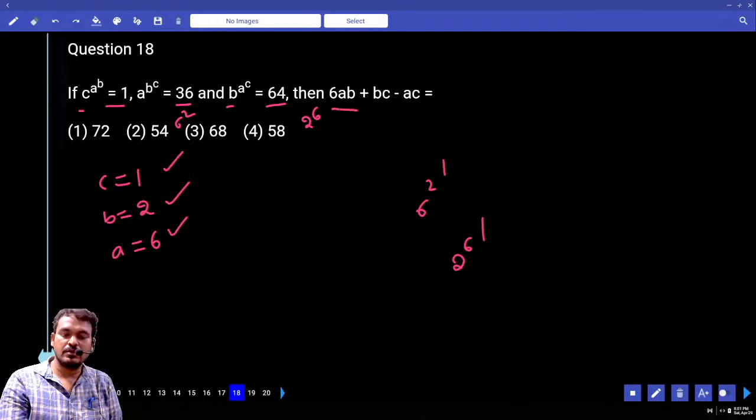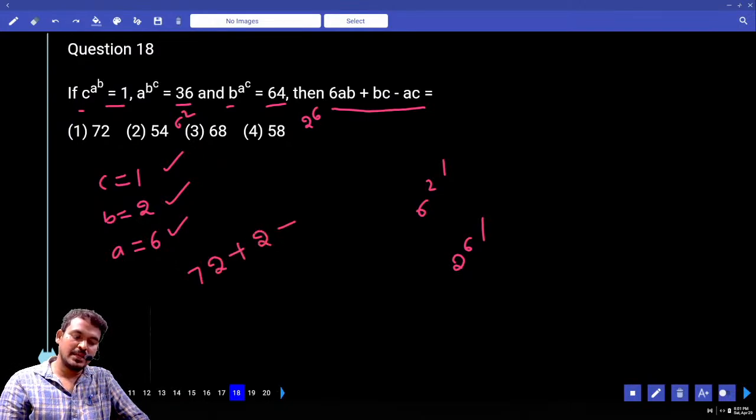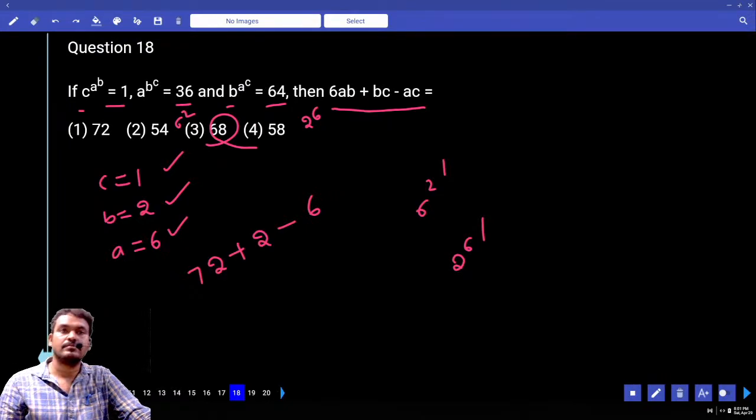C is 1, B is 2, A is 6. We require 6AB plus BC minus AC. 6AB means 72, BC means 2, minus AC means 6. 74 minus 6 is 68.